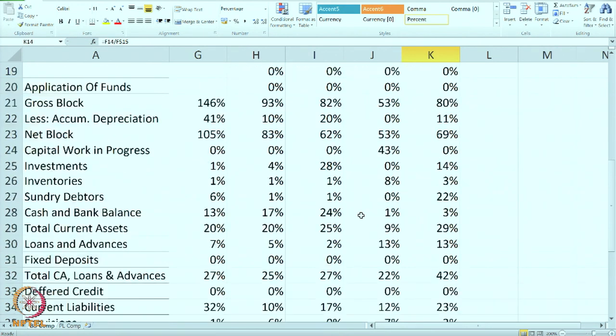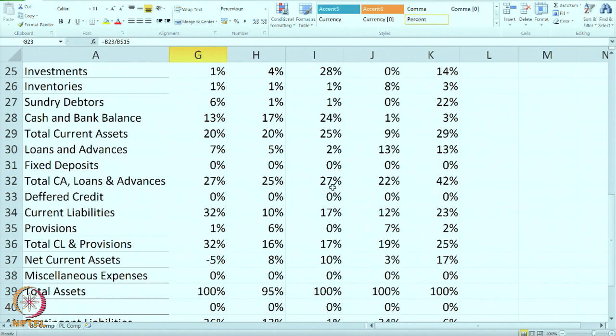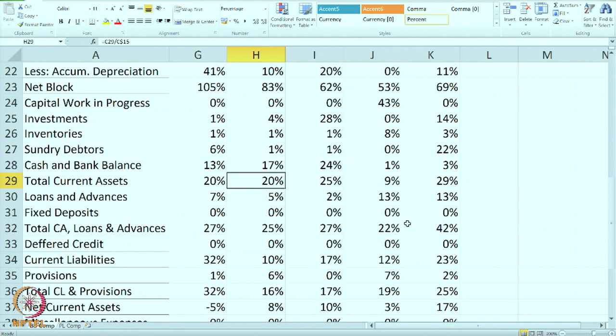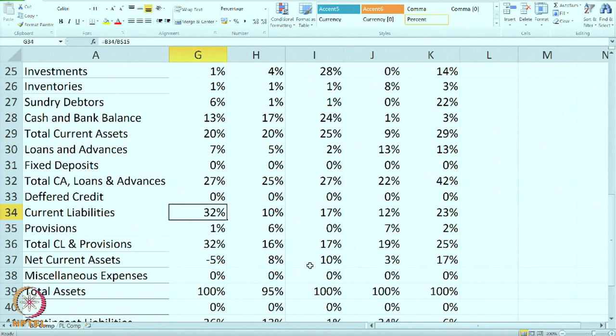Now if you go to the gross block, you will realize that it is very high, 146% for GE Shipping, but their ships are relatively older, that's why they have a lot of accumulated depreciation. Net block is 105. Now if you look at total fixed assets, it's the same amount more or less, because only Reliance Naval has some capital work in progress. Total current assets are 20%, more or less in the same range. Current liabilities are very high for Shipping Corporation, maybe because of the loans which they have to repay now.